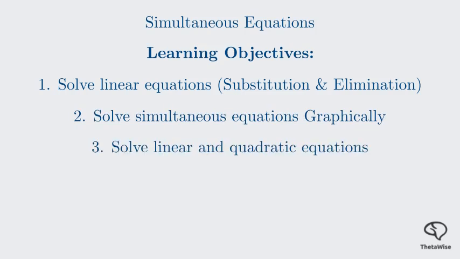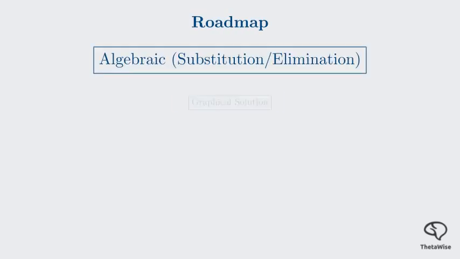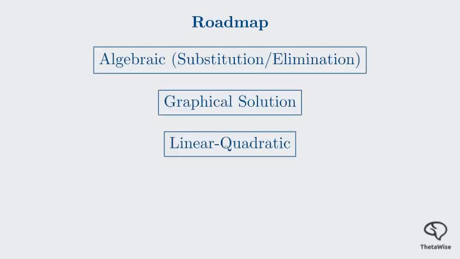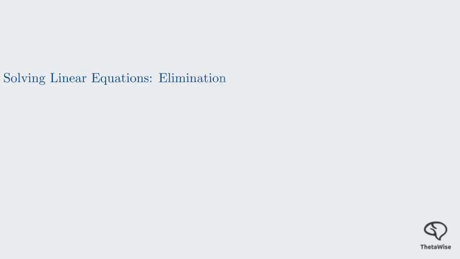By the end of this lesson, you will be able to tackle any simultaneous equation problem from your exams with confidence. Let's look at our roadmap. We have algebraic methods, the graphical approach, and linear quadratic systems. Let's dive in. Our first objective is solving two linear equations using the elimination method. This is often the quickest way when equations are arranged in the same format.